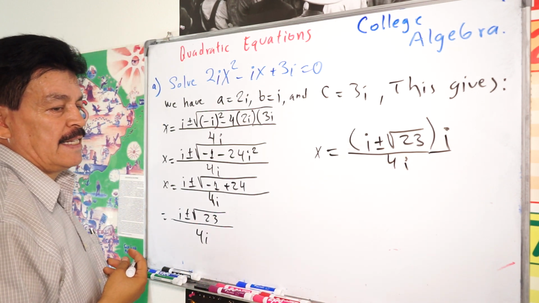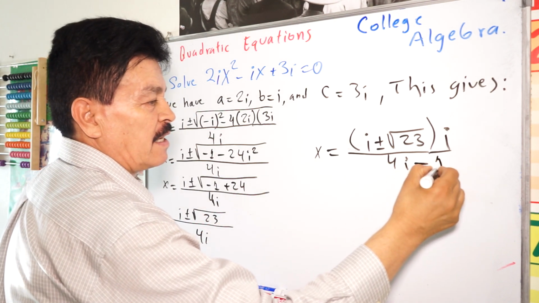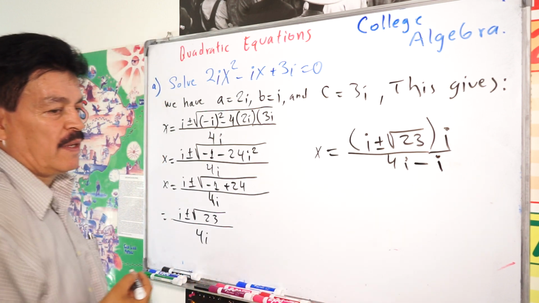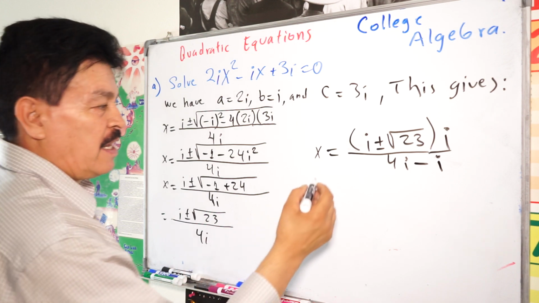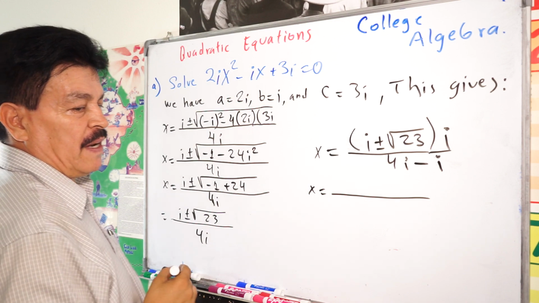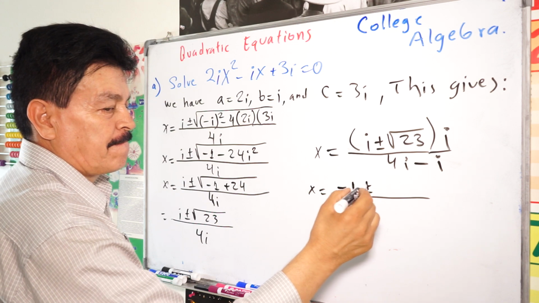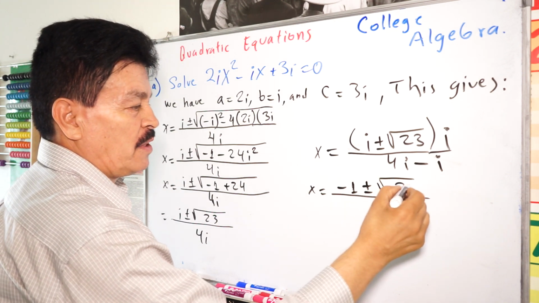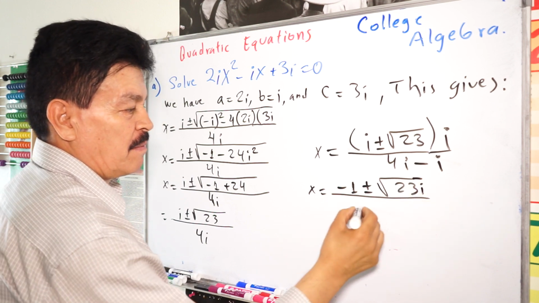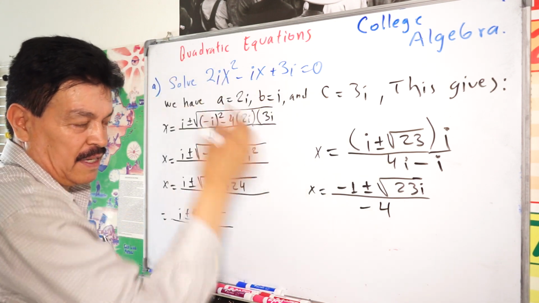Okay, divided by 4i minus i, minus i right there. So next step, you simplify here, you're going to have -1 plus minus square root 23i, yeah, -4i, because just subtract the i, so you're going to have -4i.